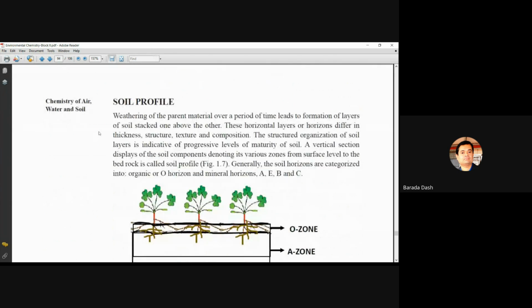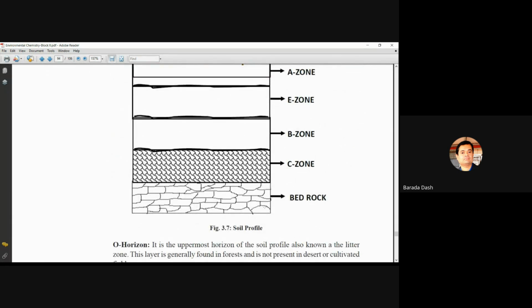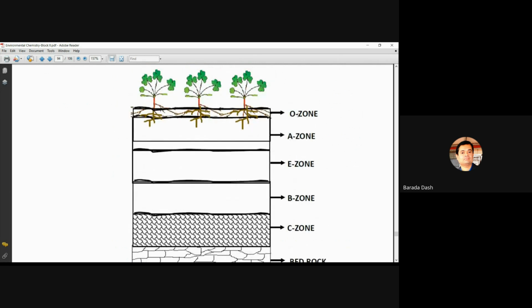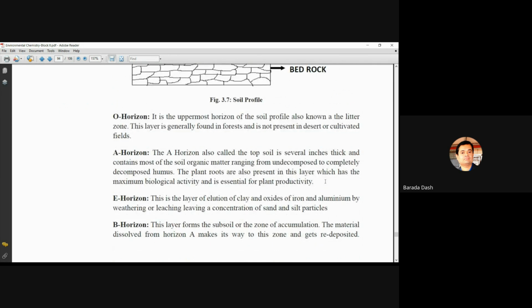biospheric factor, then soil profile. So what is the soil profile? You see, this is the soil profile: bedrock, C zone, B zone, E zone, A zone, O zone. The O zone is the topmost portion of the soil where you grow the plants, the uppermost horizon of the soil. The A zone is also called topsoil.